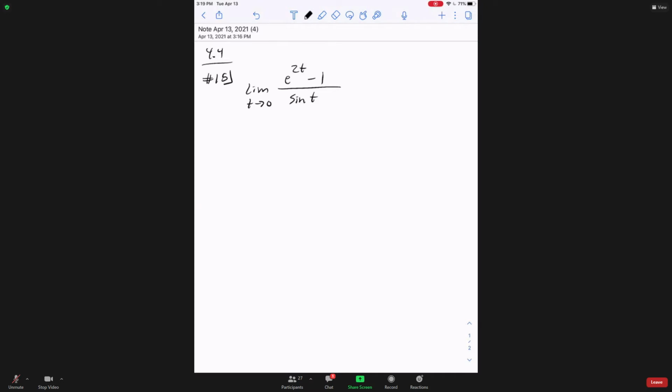So we're going to plug in t equals 0. If you plug in t equals 0 here, e to the 0 is 1, so you get 1 minus 1. So you get 0 on top. Sine of 0 is also 0. So it is a 0 over 0 scenario.